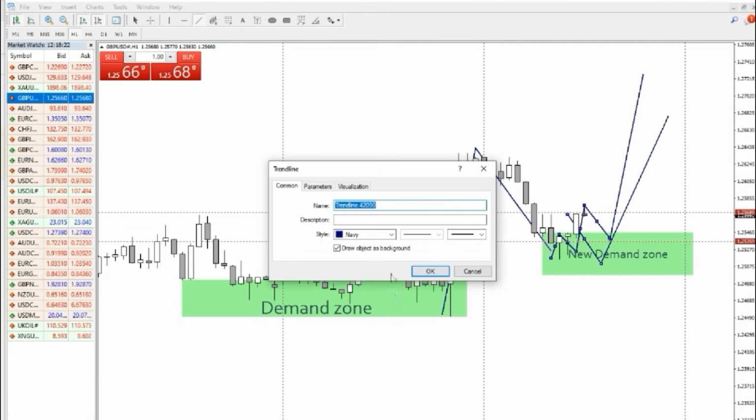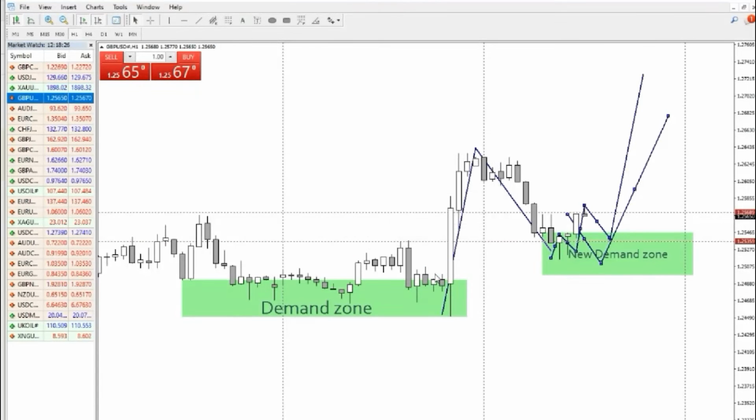And we see a trend continuation to the upside. So you want to open a position in such a way that your lot size takes this demand zone into consideration. So that is that. So what's going to be our take profit target?